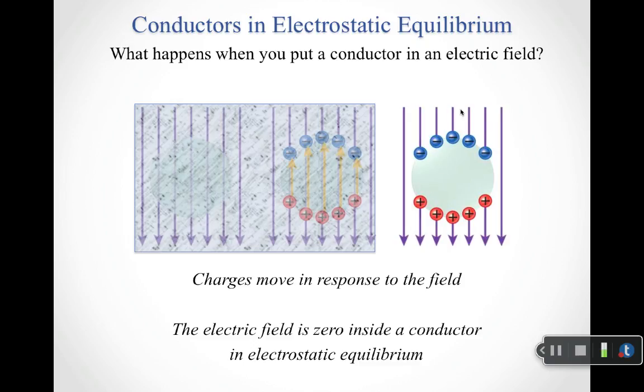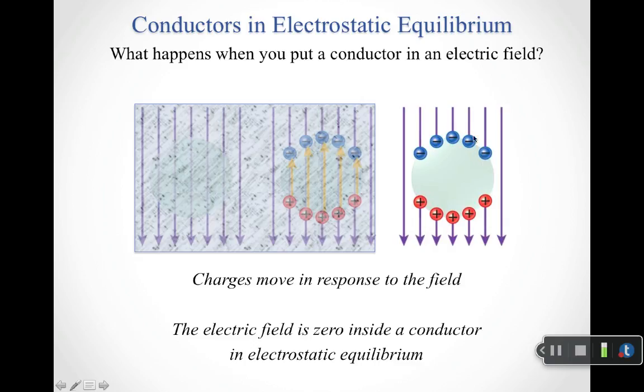So what that means is you have a net external field that points downwards, but the charges have rearranged themselves to create an electric field that points upwards that just cancels out the electric field inside the conductor. So that means that the electric field inside the conductor is zero. There's no electric field inside the conductor when it's in electrostatic equilibrium.